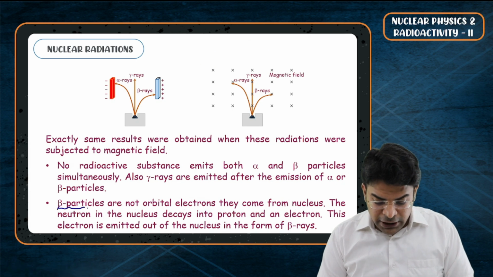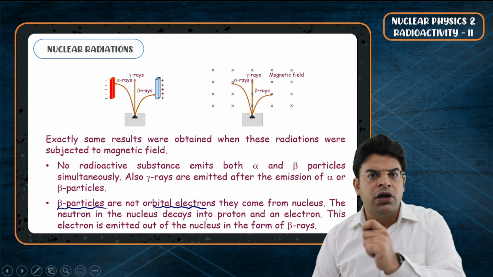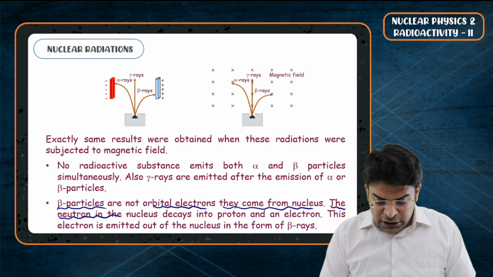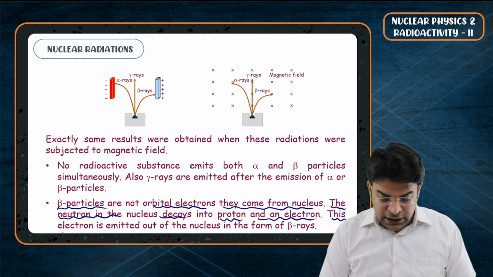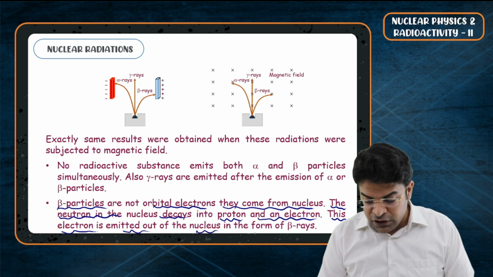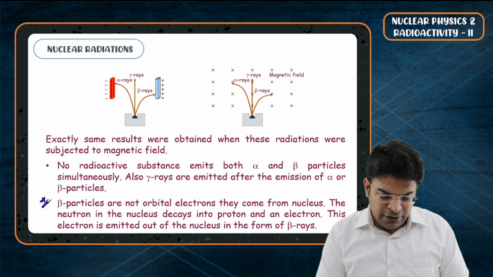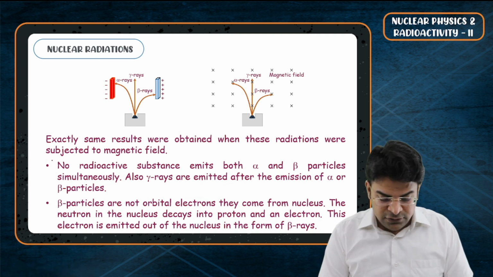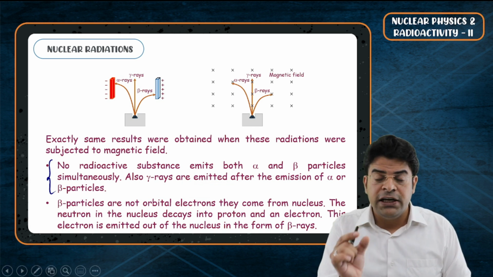So beta particles are not orbital electrons. Those are not the electrons moving around the nucleus. They come from the nucleus. The neutron in the nucleus decays into a proton and an electron. This electron is emitted out of the nucleus in the form of beta rays. So I think that second point you might have understood. First point you might have doubt. Have faith that this will be cleared when I talk about each type of radiation individually.